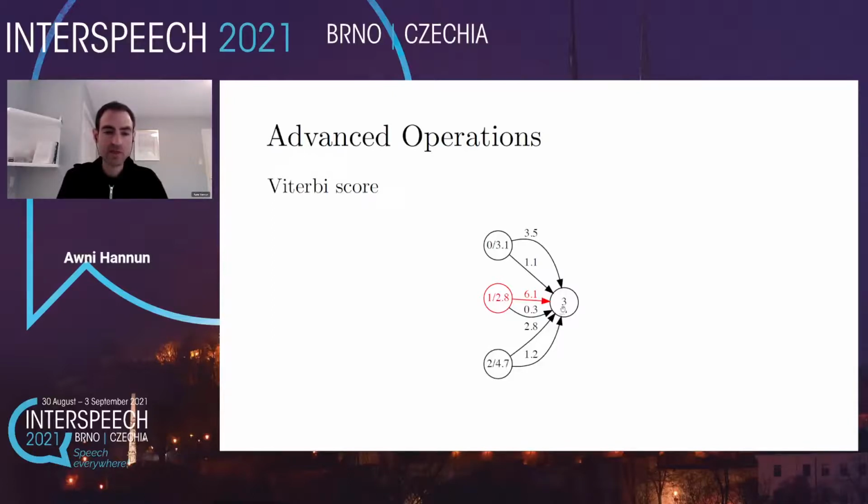Now, if I want to get the Viterbi score of all possible paths from any start state, from out here, to the state 3, I just look over all incoming arcs. I add the weight of the arc to the Viterbi score of the source node of that arc, and I look for the one that achieves the max. In this case, it's this arc with the score 6.1 from this node with the score 2.8. So the Viterbi score of all possible paths from any start state to the state 3 will be 2.8 plus 6.1.